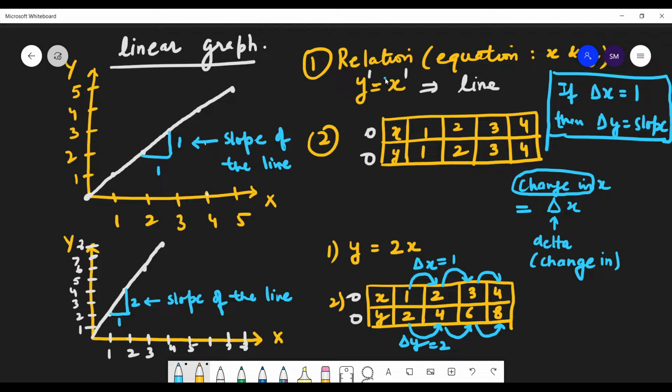So you can see here 1 is written, here 2 is written. So this 2 is slope. This 1 is slope. And I have a symbol for this slope, and the symbol for slope is m, small m. So here m is equal to 1. Here m is equal to 2. So slope is 2 here. Here the slope is 1.